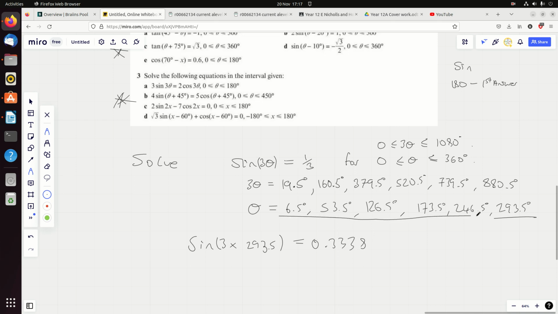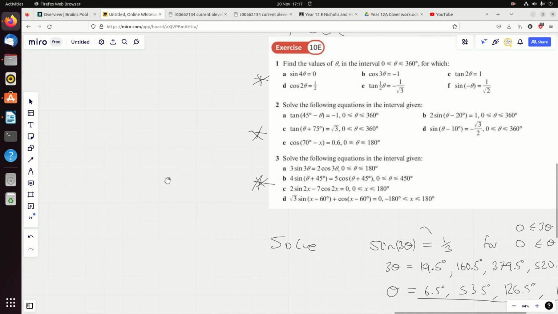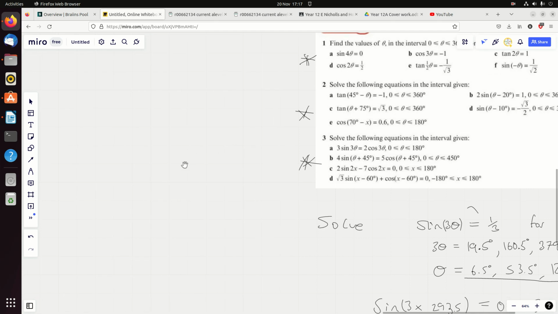So there we go, we get 6 answers there, and that's because we're going from 0 to 360 for 3 theta, which squashes the curve. Or if you like, if theta is trapped between 0 and 360, then 3 theta will be trapped between 0 and 1080. Okay, let's try another one. Let's try one like number 2. Yeah, let's do it.